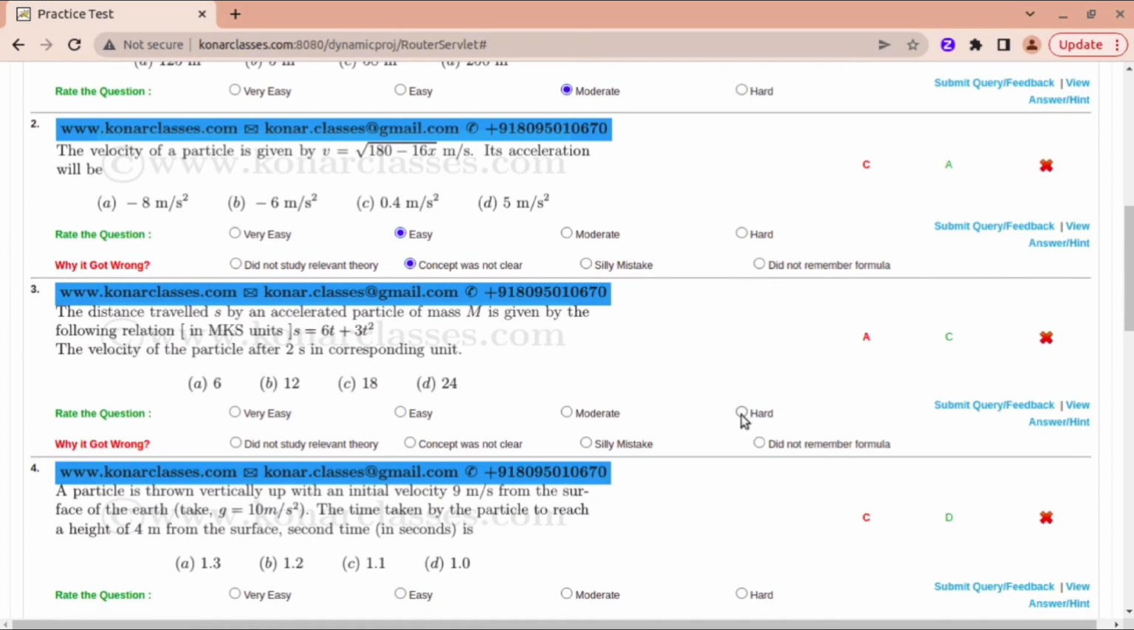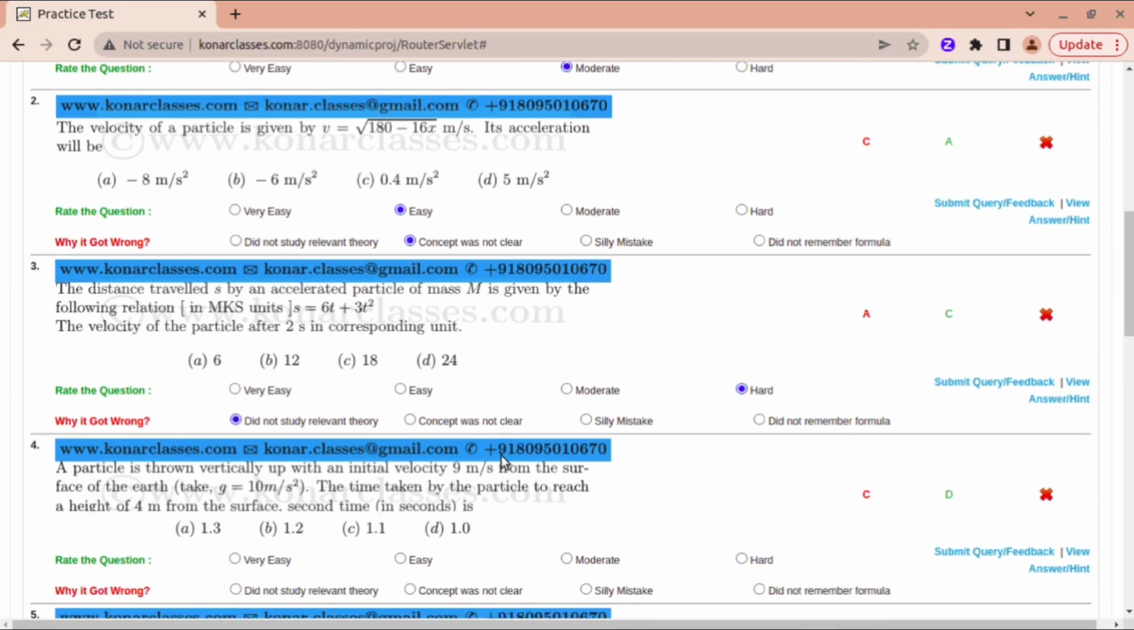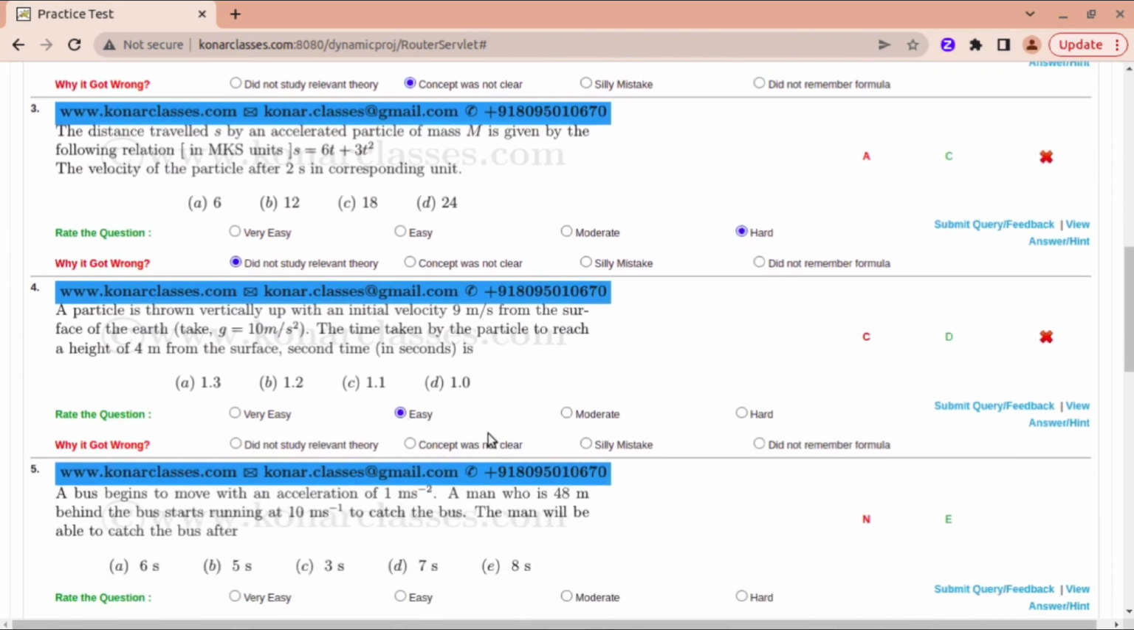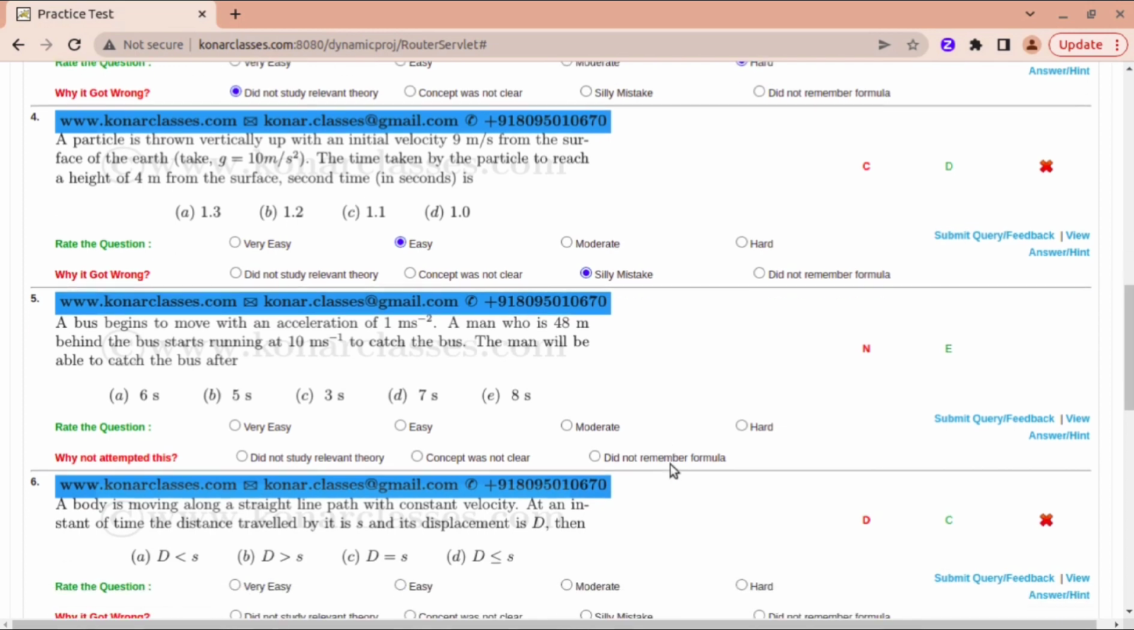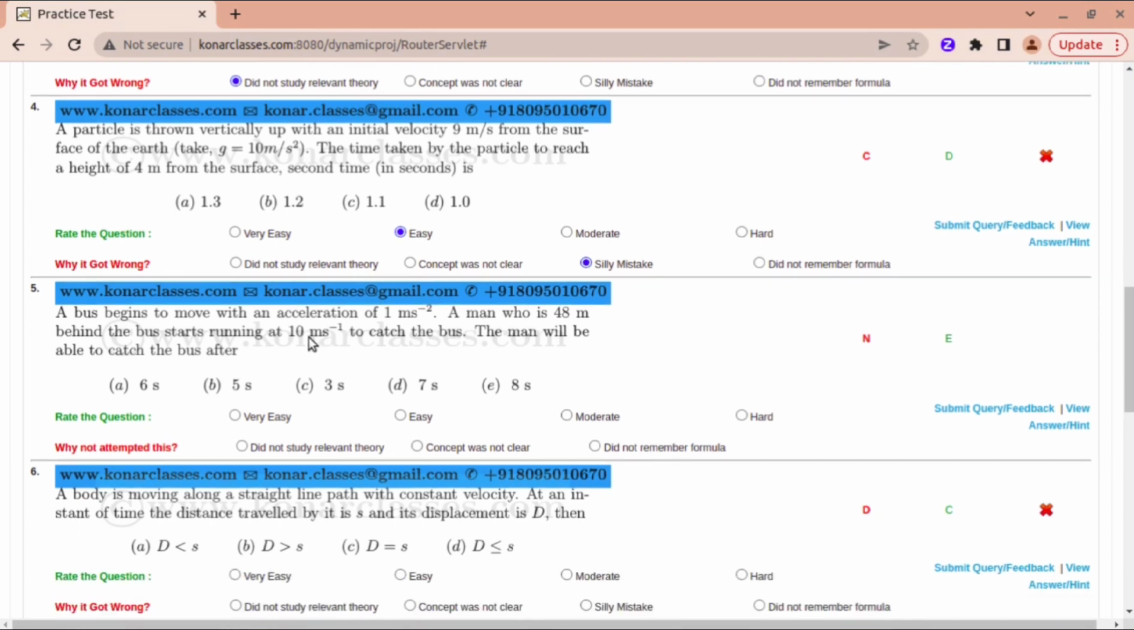So here I give it is hard, did not study relevant theory. Next one, it is easy. Suppose the mistake happened due to silly mistake, it got wrong. Then question number 5, if you recall, I didn't attempt that question.